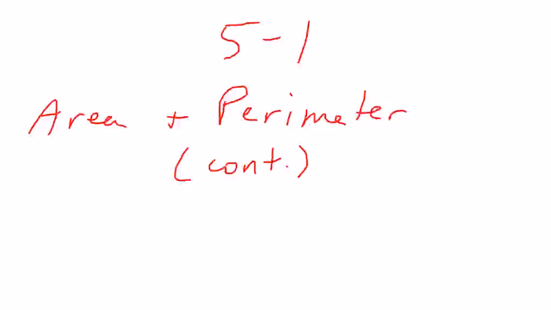Lesson 5-1, Area and Perimeter, continued. In the first video for this lesson, we learned how to figure out the area and perimeter of rectangles. In this video, we will learn how to figure out the area and perimeter of triangles.